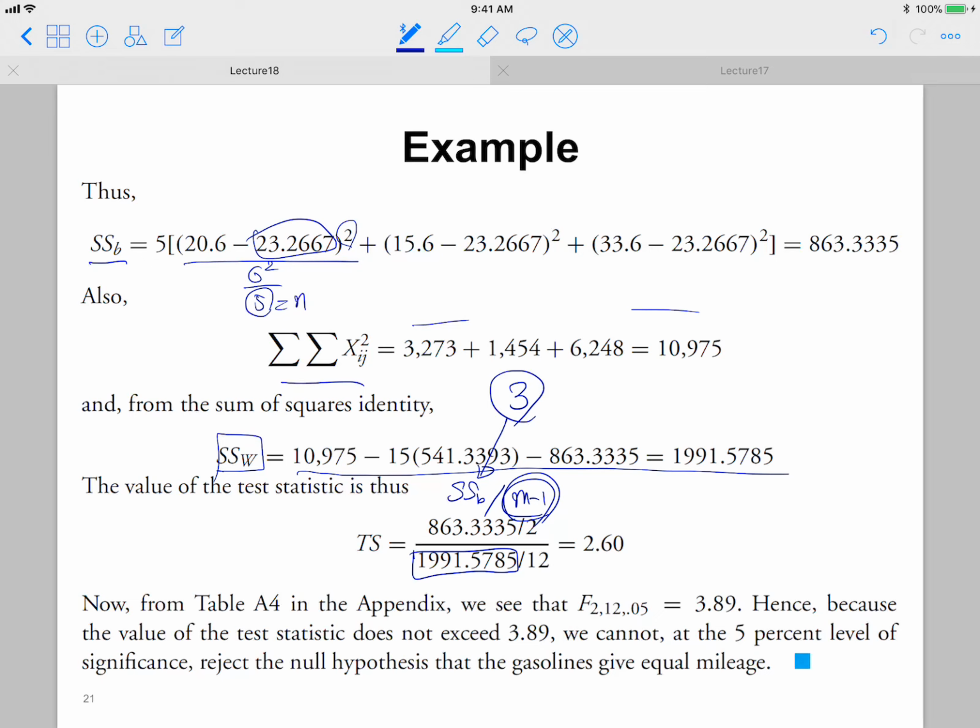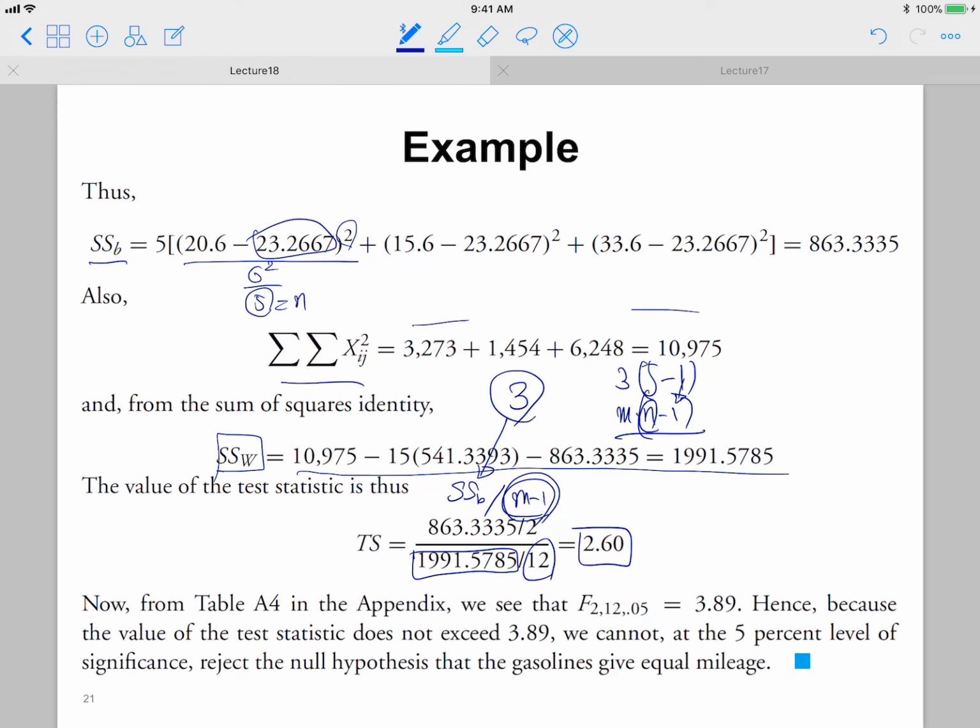SSB. And then what was the degree of freedom? So we have m times n, right? But within each group, we had this degree of freedom, because we also replaced the true mean value by its own sample mean for each different group, right? And so n was 5 and m was 3, and so we have 12 here.